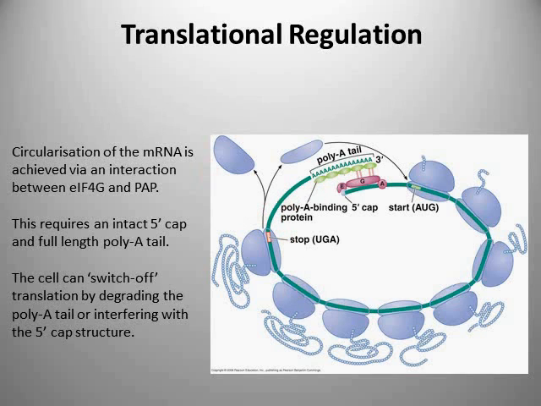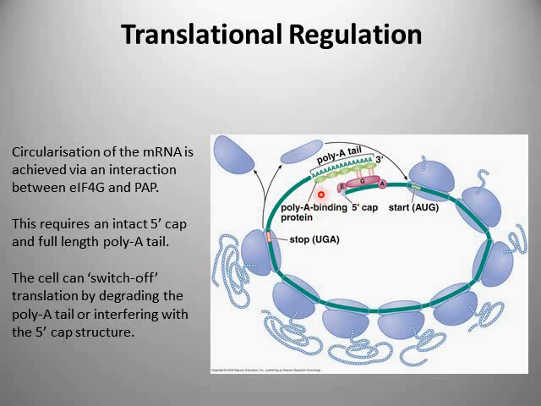Now, this is a really efficient way of doing translation, but it also offers a cell a unique opportunity with regards to regulating steady-state translation, because you can switch off this circularization of the RNA structure by one of two methods. The first way of switching it off is to interfere with the cap in such a way that EIF4G is not recruited and cannot form this interaction.